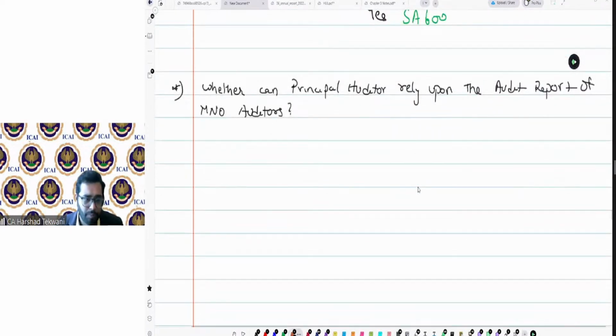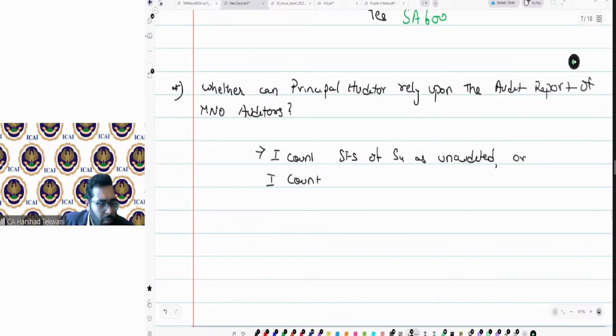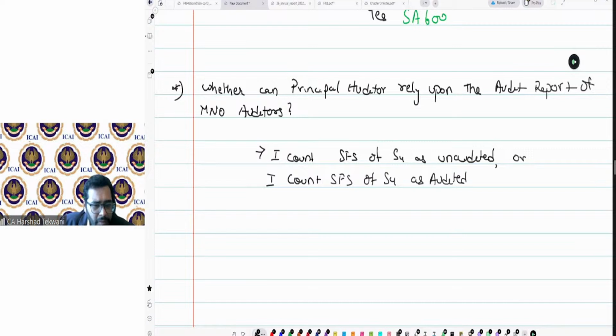Okay, I'll give you an option. Let's say, for example, I have an option that I count the standalone financial statements of S4 as unaudited, or I count the SFS of S4 as audited. I have these two options.